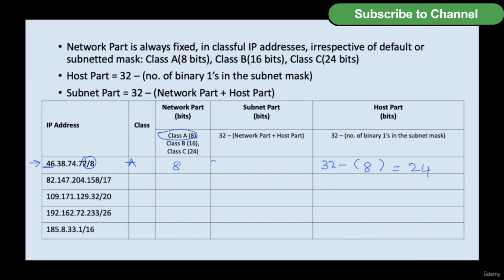And the subnet part is 32 minus the network part, which is 8 in my case, and the host part, which is 24, so 0. So subnet bits are 0. It means there is no subnet part in this example.